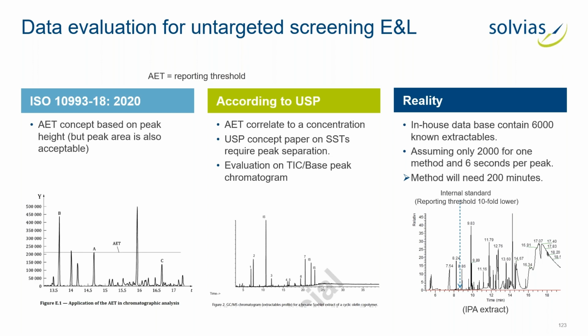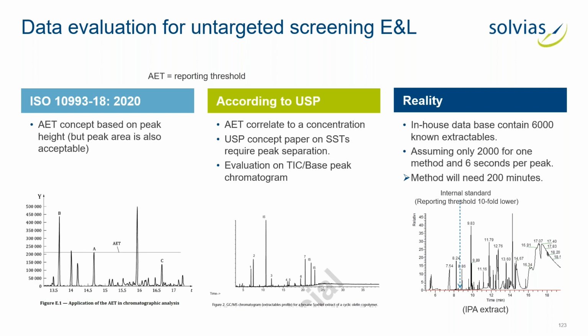We have a database of only 6,000 extractables, leachables that can come from plastic products. When you think that only 1/3 might be in one of the methods, because we have 3 methods, you have 2,000 methods. When you think, okay, maybe I can assume a peak size of 6 seconds, I still need 200 minutes to do my method.